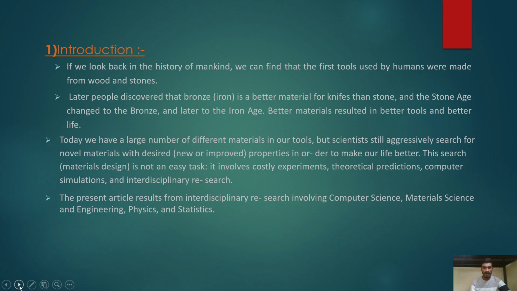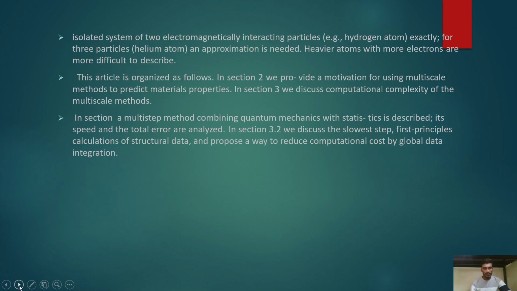Better materials result in better tools and better life. Today we have a large number of different materials in our tools, but scientists still aggressively search for novel materials with desired properties in order to make our life better. The present article results from interdisciplinary research involving computer science, materials science and engineering, physics and statistics.